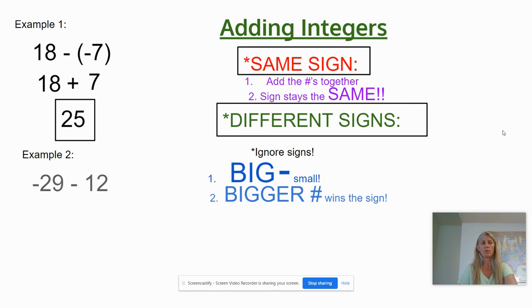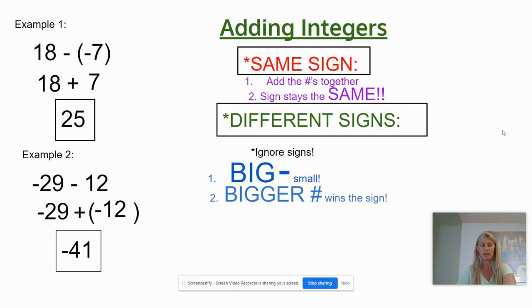Example 2. Here we have negative 29 minus 12. So we're going to write down that first number exactly as is, stays negative 29. We're going to change that subtraction to an addition. And we're going to write down the opposite of 12, which is negative 12. Remembering to put our parentheses around it so that we know it's negative 29 plus negative 12. Now we're following those adding integer rules. They're the same sign, so we're going to add them together, 29 plus 12, and that gives me 41, and the sign stays the same, negative 41.